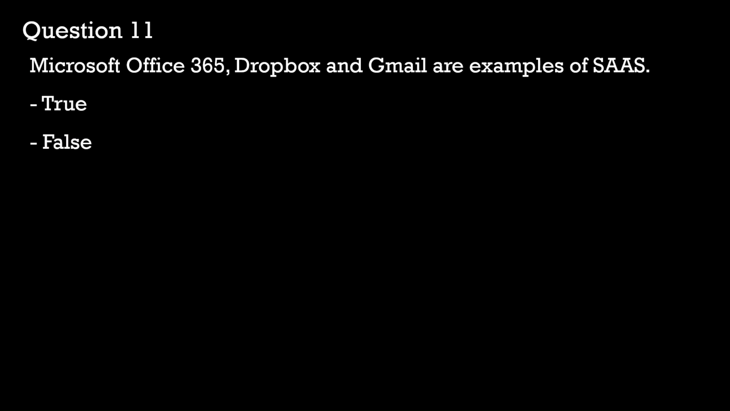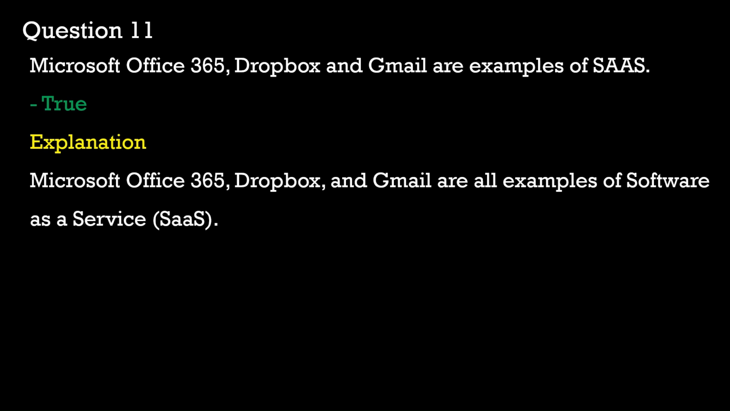Question 11. Microsoft Office 365, Dropbox, and Gmail are examples of SaaS. True or false? The answer here is true because Microsoft Office 365, Dropbox, and Gmail are all examples of software as a service. They provide fully managed applications that are delivered over the internet without the users needing to manage infrastructure or software installation.